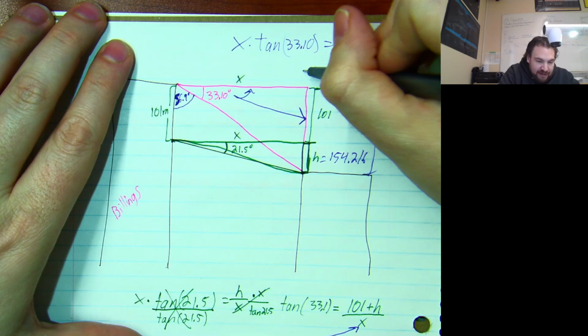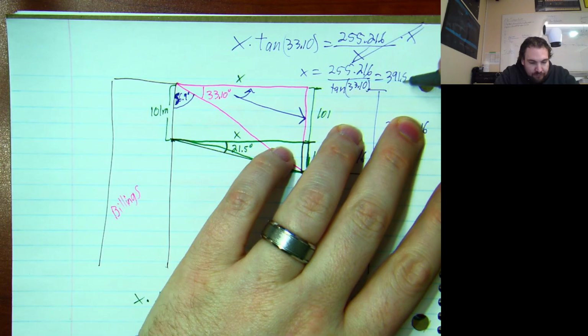What is this value? 391.57. So that's 43 centimeters off. I think that's a fair round. 392 meters.